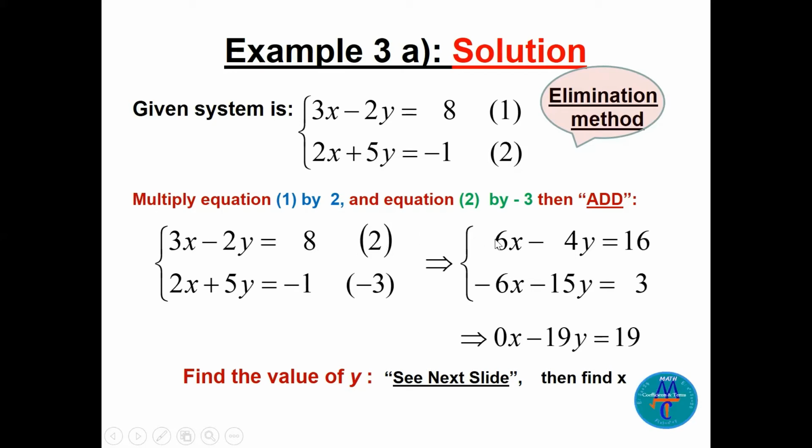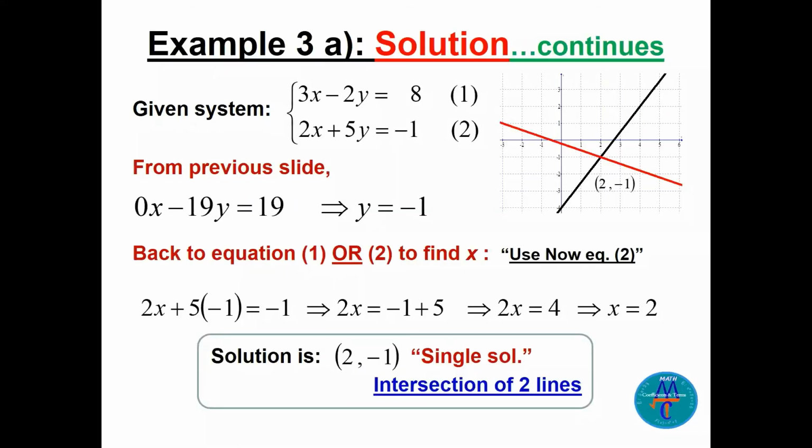Now this will give me 6x. So I need minus 6x. So there is a 2 there in the question. So I multiply by minus 3, the whole equation, remember, even the minus 1. So it will be 3 there. Now when I add, this becomes 0. This is minus 19y, and this is 19. Divide by minus 19, y equals minus 1 after we add the two equations from the previous slide.